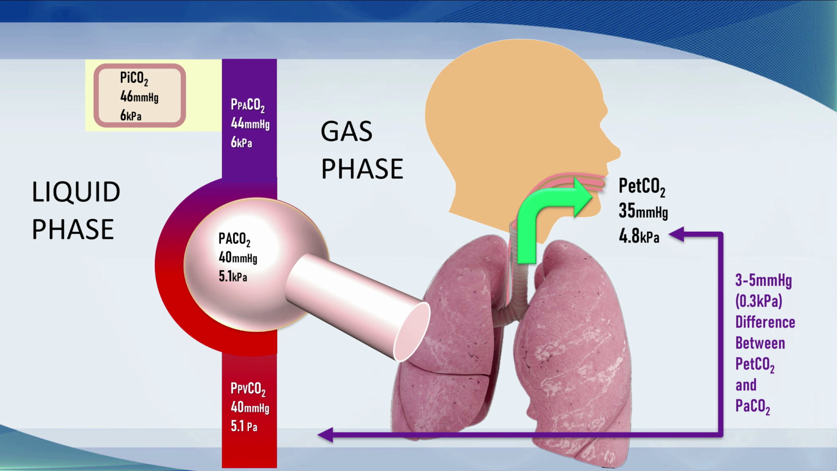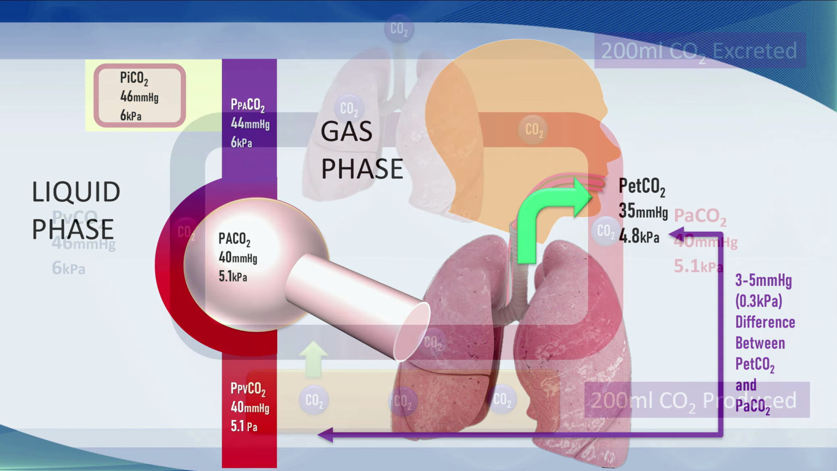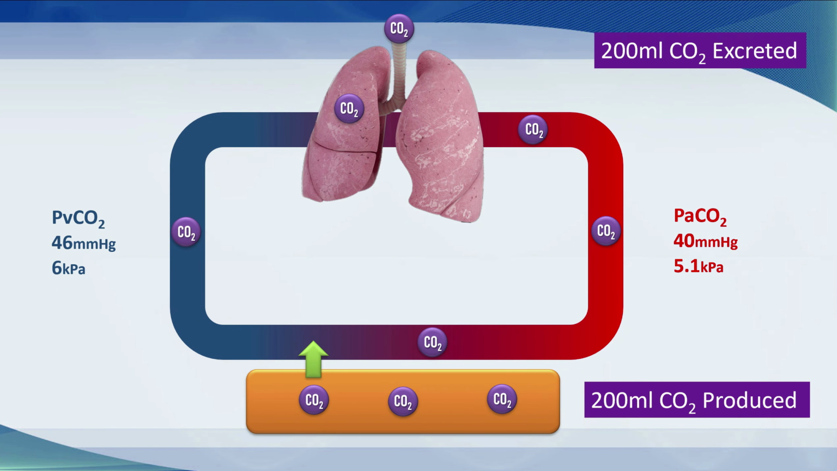And there's about a 3 to 5 millimeter of mercury or 0.3 kilopascal difference between the end tidal CO2 and the arterial CO2. And that's why we are able to assess the partial pressure of blood CO2 based on the end expiratory CO2, because it's usually in equilibrium in the majority of patients. The body will always try and restore the PaCO2 to around 40 millimeters of mercury or 5.3 kilopascals regardless of the production. Baseline production is about 200 mils per minute and baseline excretion is therefore 200 mils per minute.